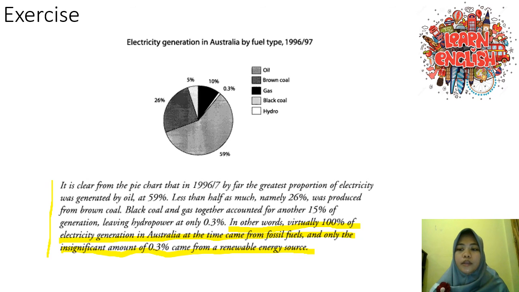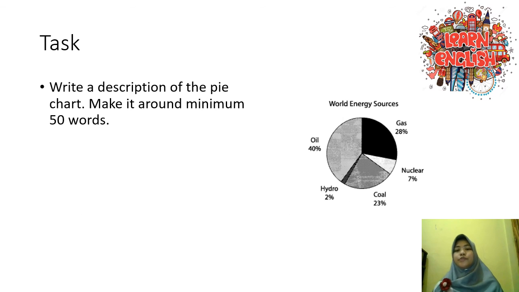And now this is your turn to try to write a description of the pie chart. Make it around minimum 50 words. Okay, like the previous meeting, I have said that you make it in a Google Drive and you share the link to me. Make it based on your name, yeah, make your own folder there.